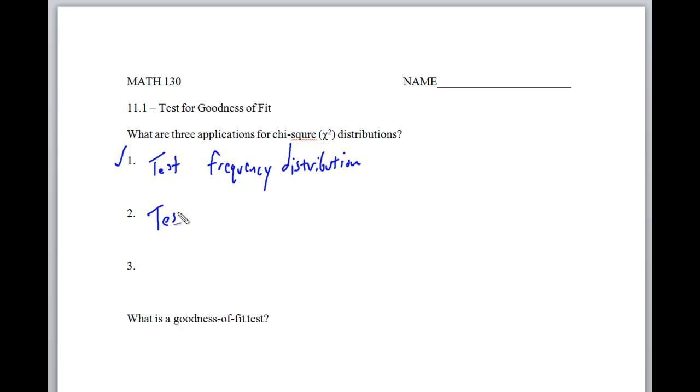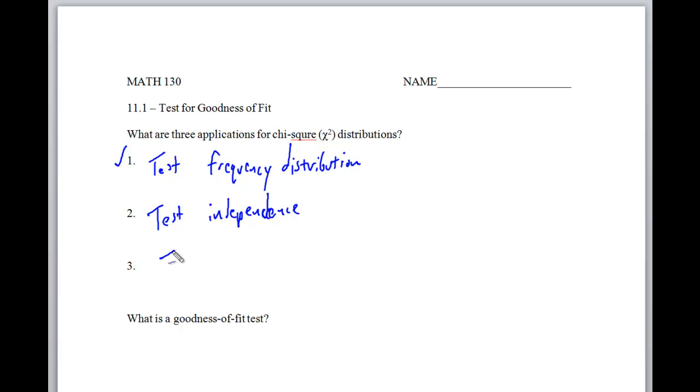Chi-square distributions are also really good to test independence between 2 variables. Spelling is good. Testing independence between 2 variables is to see if maybe a certain political affiliation would believe in something, and that kind of independence test will see if one thing is actually independent of the other, or whether they are closely tied.